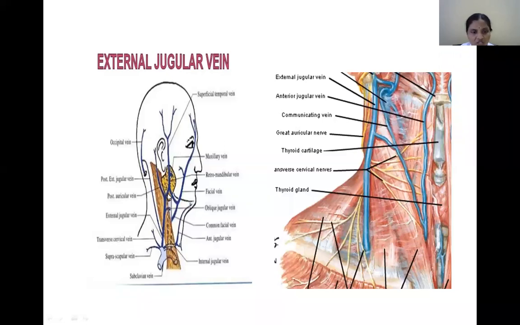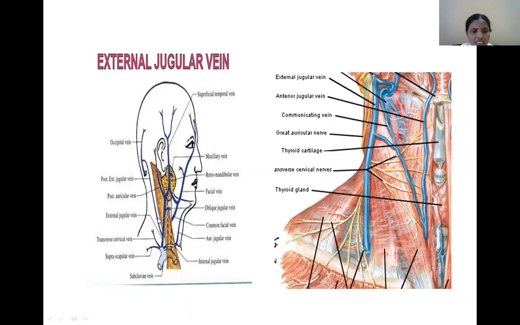So what is the formation of the external jugular vein? The posterior division of the retromandibular vein and the posterior auricular vein are the formative tributaries forming the external jugular vein. It descends along the surface of the sternocleidomastoid and terminates into the subclavian vein. Here you see, this is the termination into the subclavian vein.